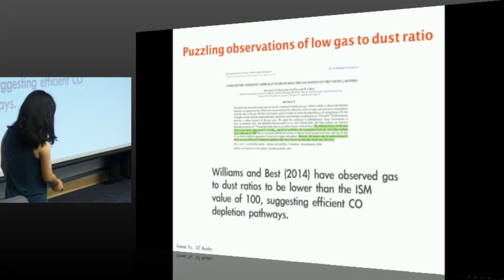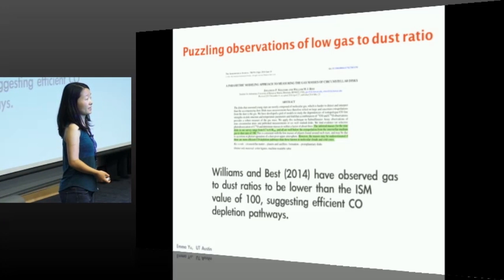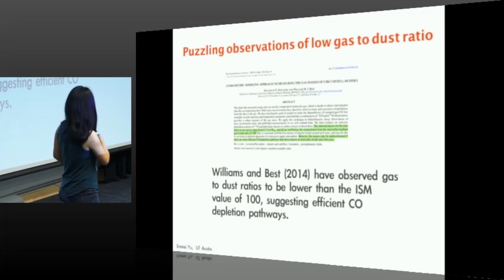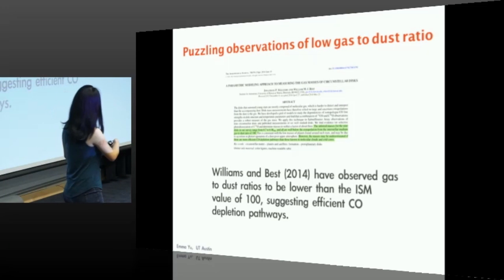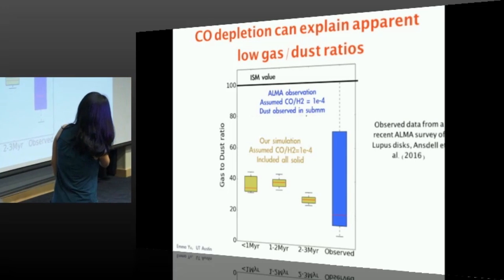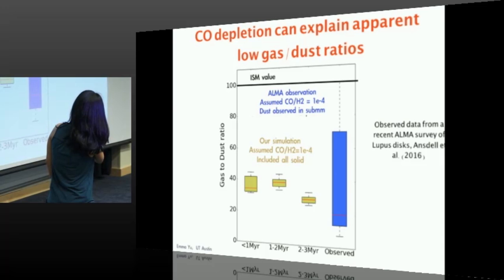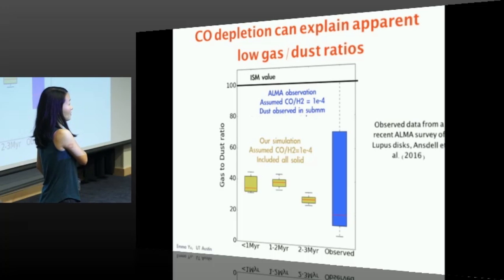All right. If we take a step back and look at some global properties, people are seeing really small gas-to-dust ratios in protoplanetary disks. Just for reference, the canonical interstellar value is 100. And in disks, people have been observing a whole range of values all the way from 10 to 70. The blue box here is observed data, and the yellow boxes are our model predictions if people interpret the observation assuming a constant CO to H2 ratio.